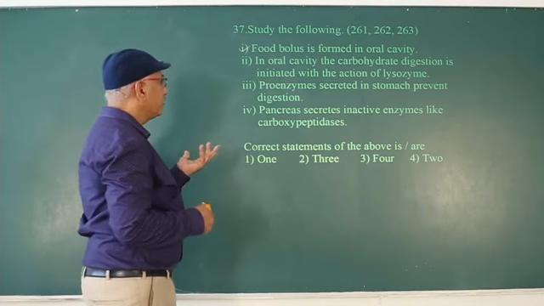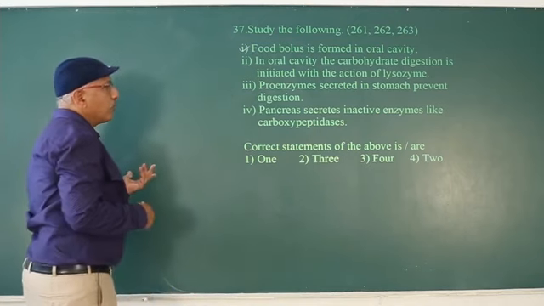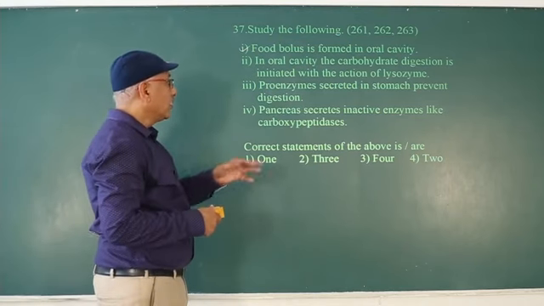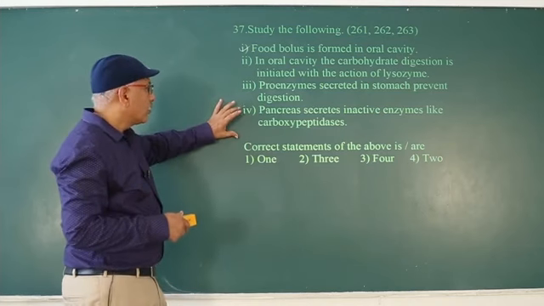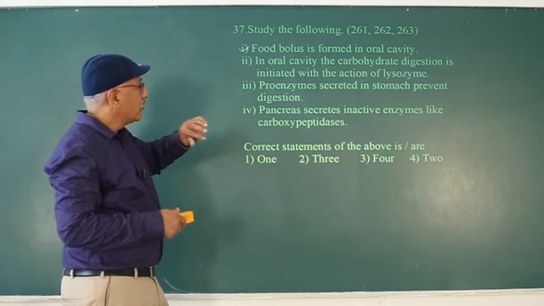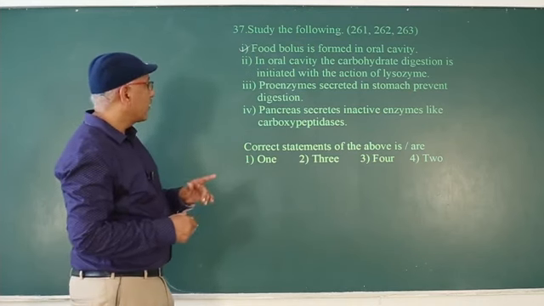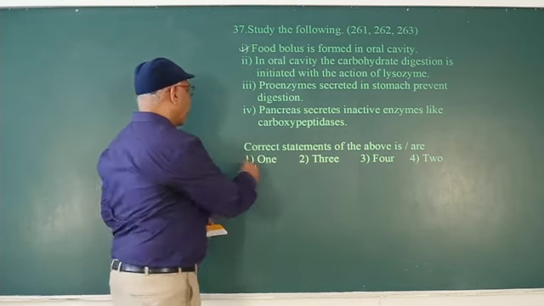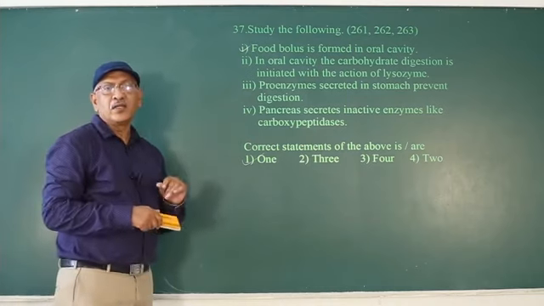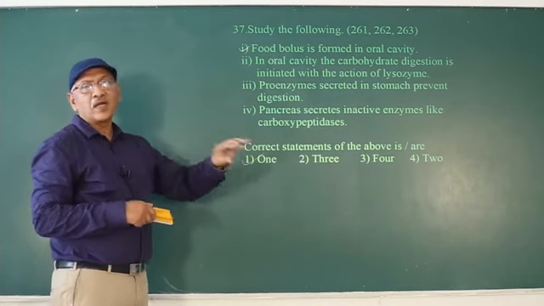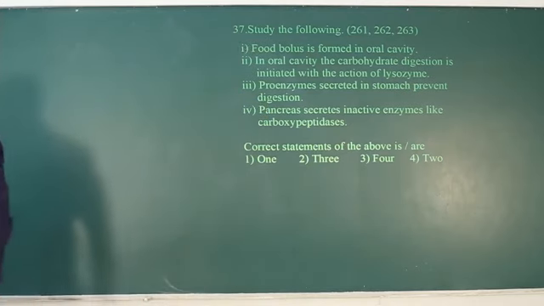So the pancreas secretes inactive enzymes like peptidases. So it is a carboxypeptidase. Carboxypeptidase is present in the intestinal juice. So wrong. So only one statement is correct, that is, food bolus is formed in the oral cavity. The oral cavity is also known as the buccal cavity. Next question.